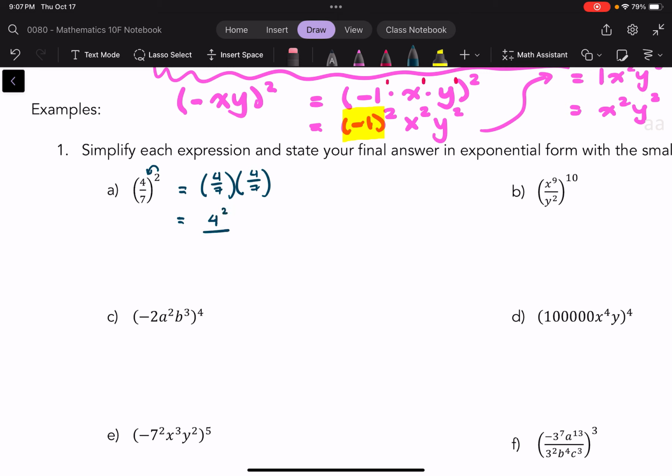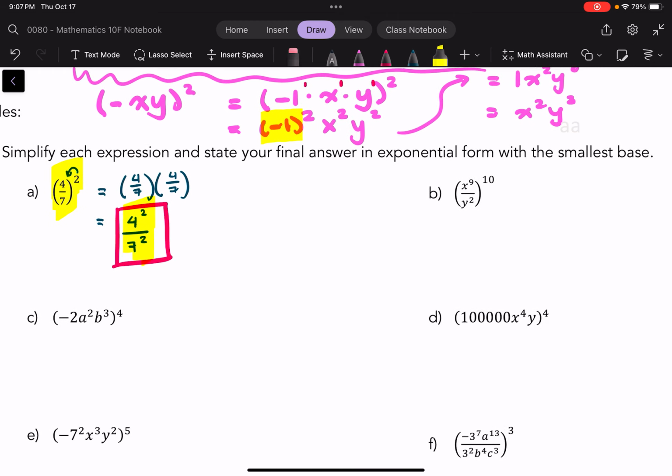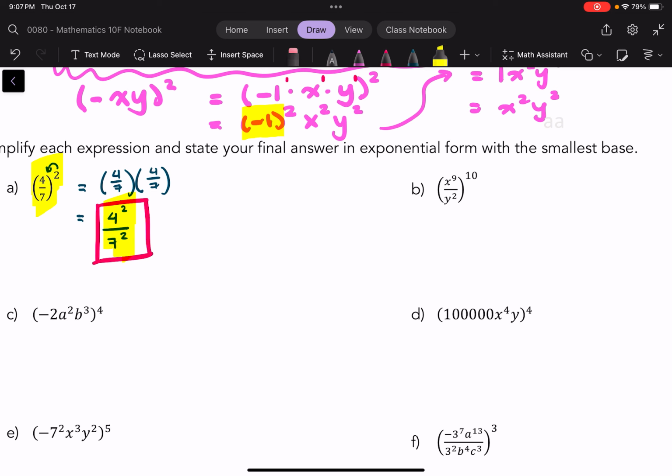And bottom times bottom, 7 times 7, which could be simplified to be 7 squared. Now I'm asked to simplify, not evaluate, so I do not have to tell you what 4 squared and 7 squared are. This is, in fact, my final answer. Now, of course, you can jump straight from the beginning to the end. I just wanted to talk about that repeated multiplication in this first example.